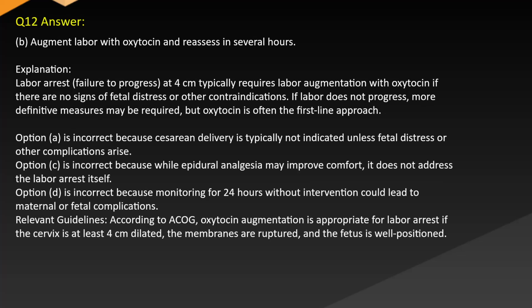Answer: B. Augment labor with oxytocin and reassess in several hours. Explanation: labor arrest, failure to progress at 4 centimeters, typically requires labor augmentation with oxytocin if there are no signs of fetal distress or other contraindications. If labor does not progress, more definitive measures may be required, but oxytocin is often the first-line approach.